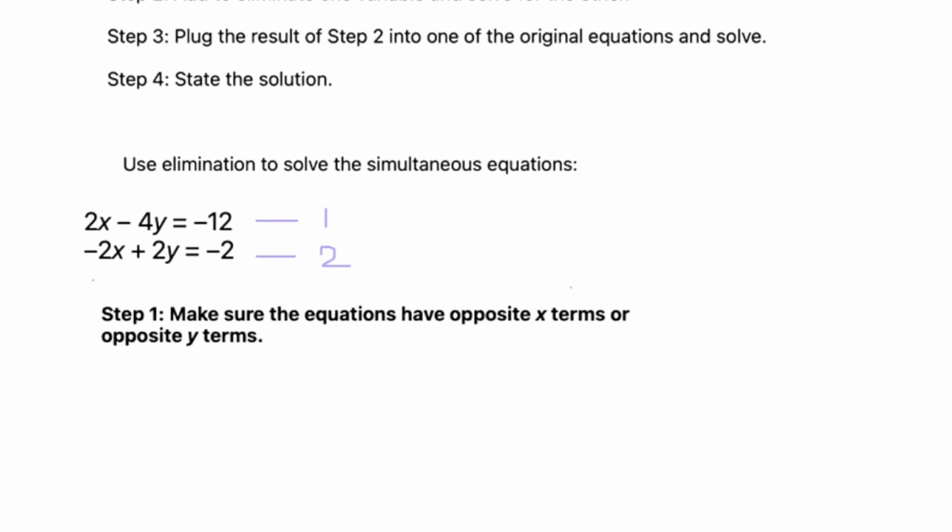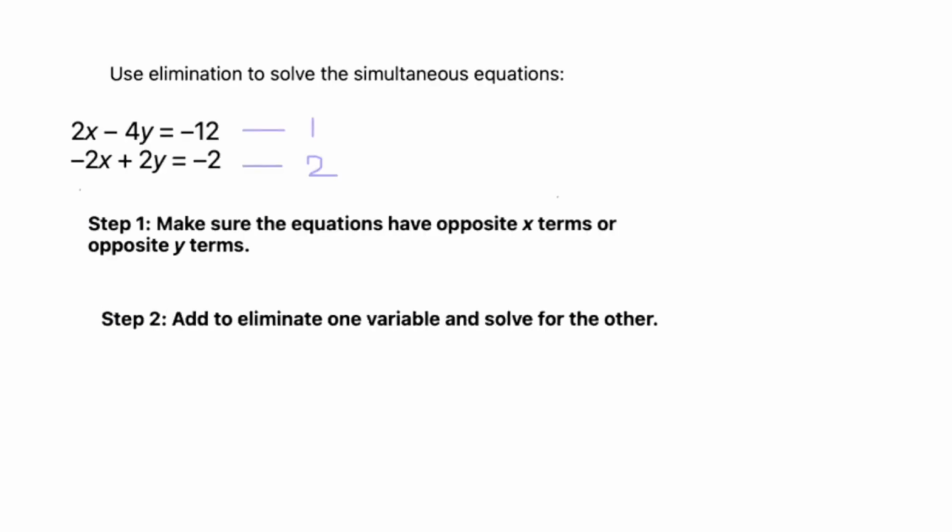Here we are just taking x. So we know that x has the opposite sign in both the equations. We have to add to eliminate one variable and solve for the other.